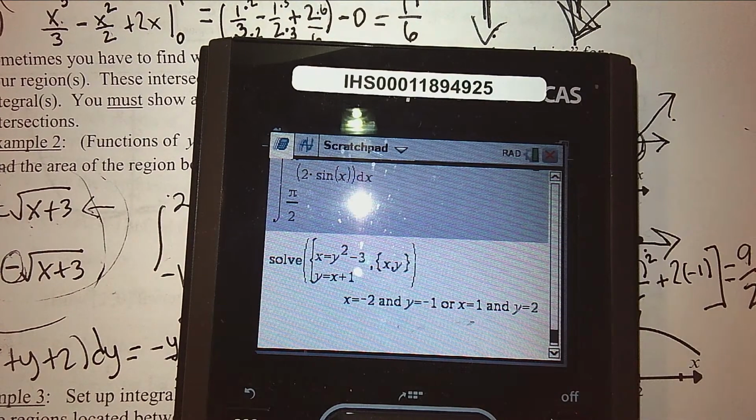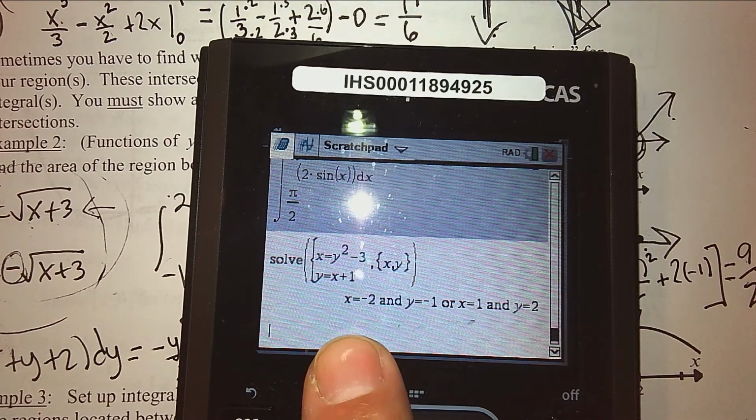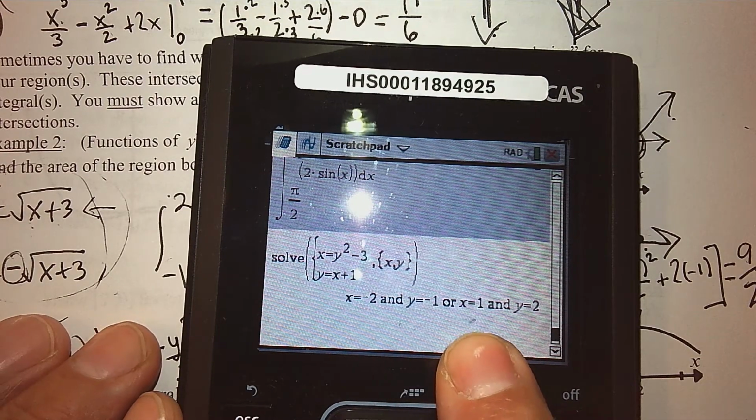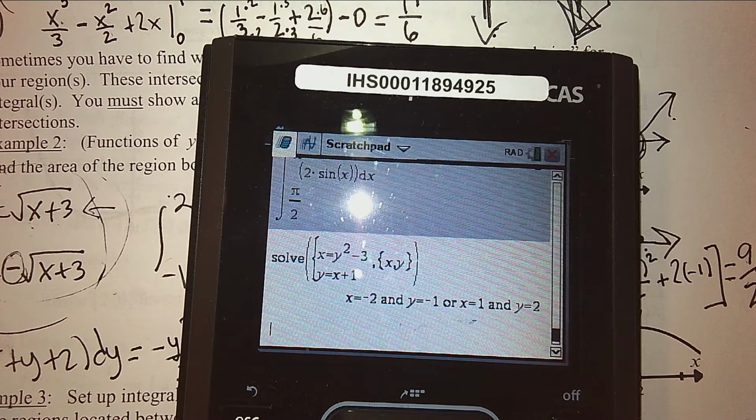So notice that you get your points of intersection. So x is -2 and y is -1. There you go. X is 1 and y is 2. There's your second point of intersection. So you can solve this system algebraically or with your graph. You need to know how to do both. And the only way you get better with this Ferrari is to practice. And to practice with me. Anyway, so I went back to 1 and 2.